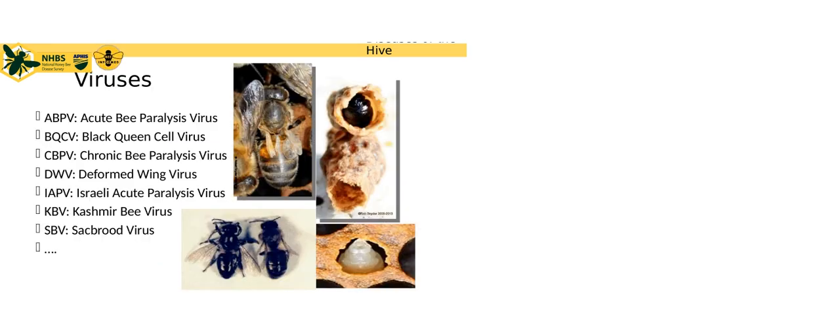Here are some of the most common viruses: acute bee paralysis virus, black queen cell virus, which you can see on the top right, deformed wing virus, chronic bee paralysis virus, Israeli acute paralysis virus, Kashmir bee virus, and sacbrood virus. Sacbrood virus is at the bottom right. One thing you'll see in common with these viruses is that a lot of them say paralysis, and many of them prevent the bees from moving around the colony.